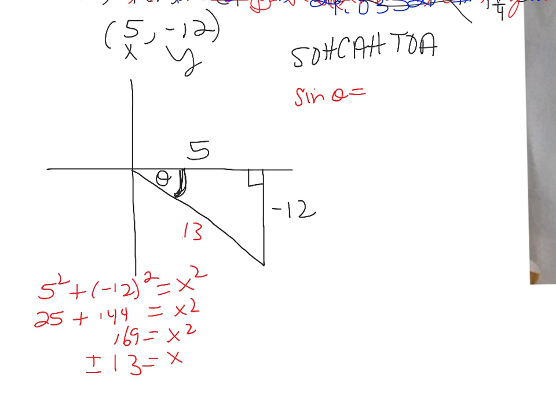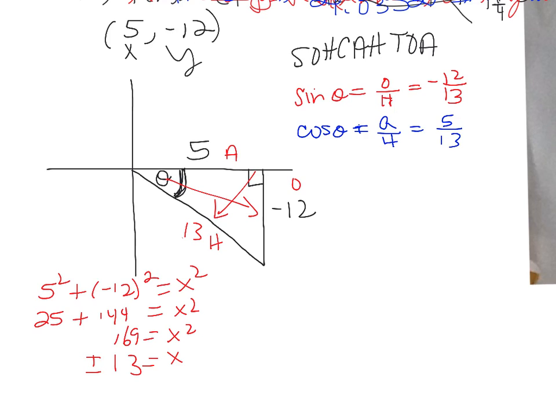Sine theta, sine is opposite over hypotenuse, so we need to label the triangle: opposite, hypotenuse, and adjacent. So this is the hypotenuse, this would be opposite, and this would be the adjacent, next to. So it would be negative 12 over 13. Cosine theta is adjacent over hypotenuse, so that would be 5 over 13. Tan theta is opposite over the adjacent, so that would be negative 12 over 5.